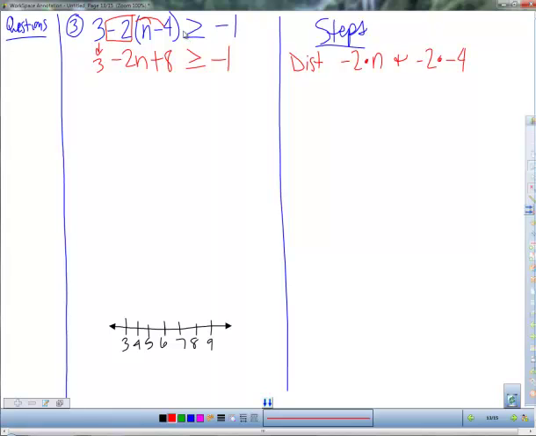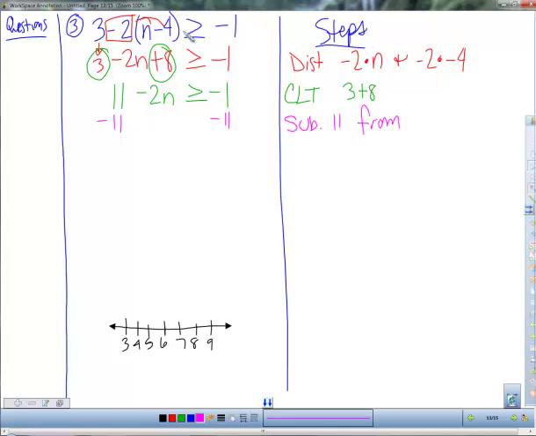Alright, my next step is going to be to combine my like terms. I've got this 3 and this positive 8 that I can combine. So I have 3 plus 8. That gives me 11. I can't combine anything else on either side of my inequality symbol. So I have 11 minus 2n is greater than or equal to negative 1. From here, I'm going to get my variable as the only thing on this side of my inequality sign. So I need to subtract 11 from both sides.